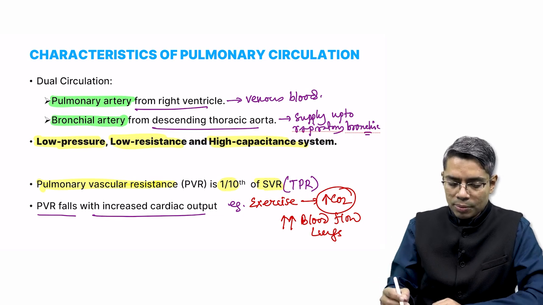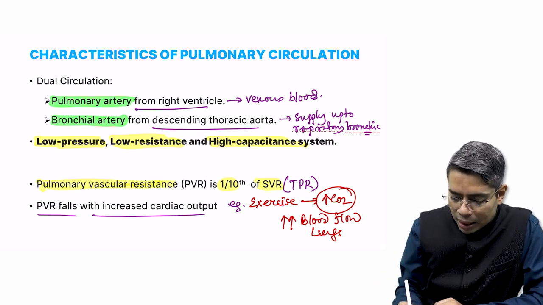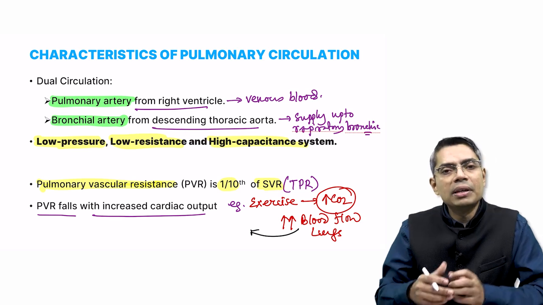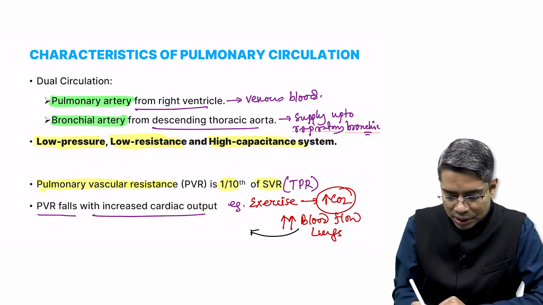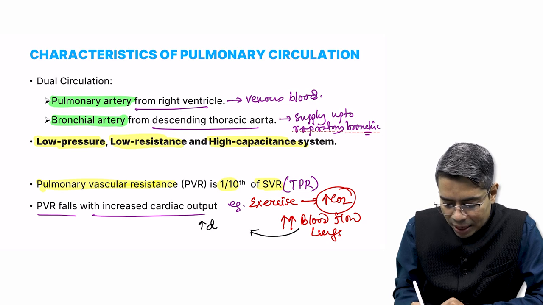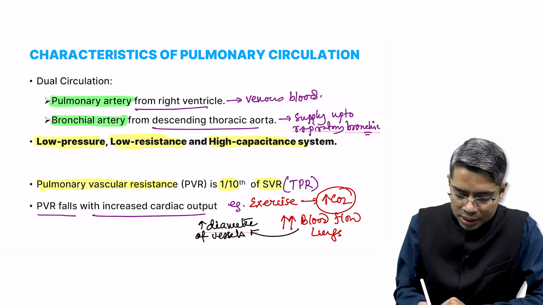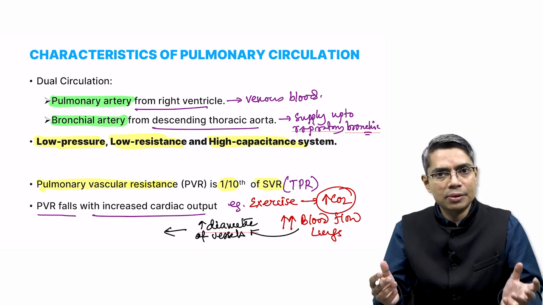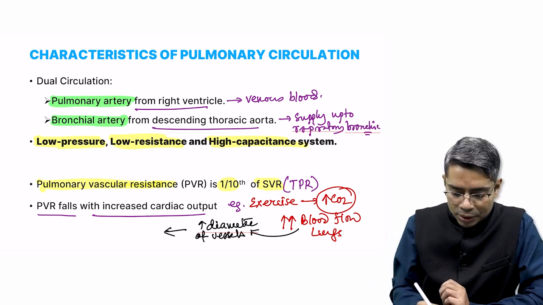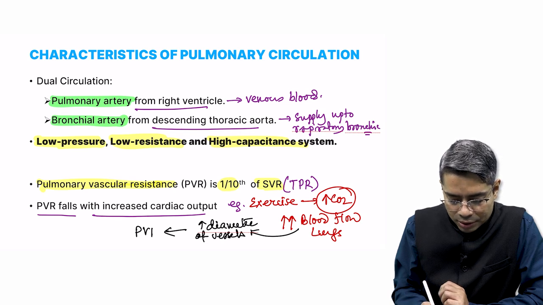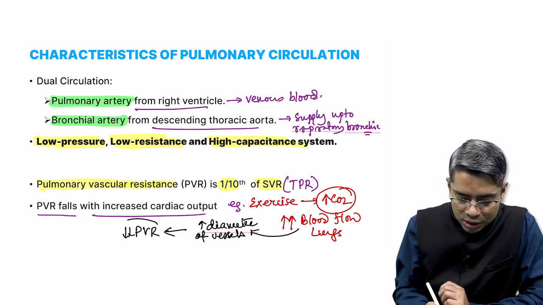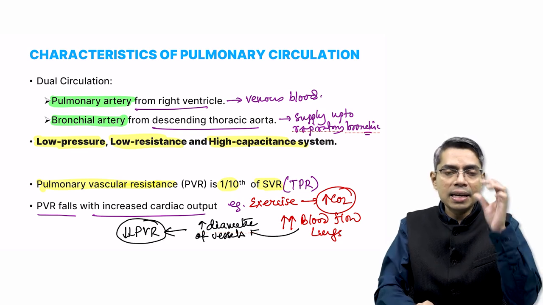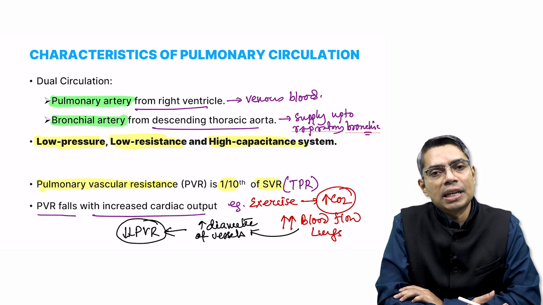And if there is more blood flow, what is going to happen? Lung capillaries and lung vessels are very, very compliant. They are easily stretchable. There will be an increase in the diameter of the vessels of the lung. And whenever there is increased diameter of the vessels, what is going to happen to the resistance? The pulmonary vascular resistance is going to fall. So this is the reason why there is a decrease in pulmonary vascular resistance during exercise.